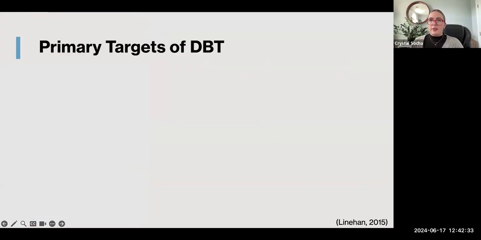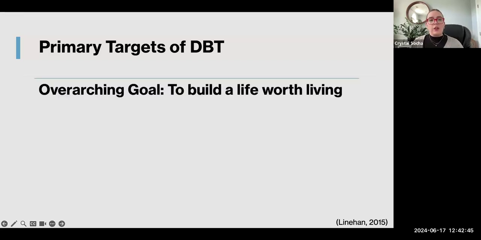All right. So some primary targets of DBT, this is really where we think about goal setting. When we think about goal setting in DBT, this overarching goal exists where we are supporting individuals in building a life worth living. And so what we're doing is helping the person that you're working with focus on what they do want rather than what they don't want.